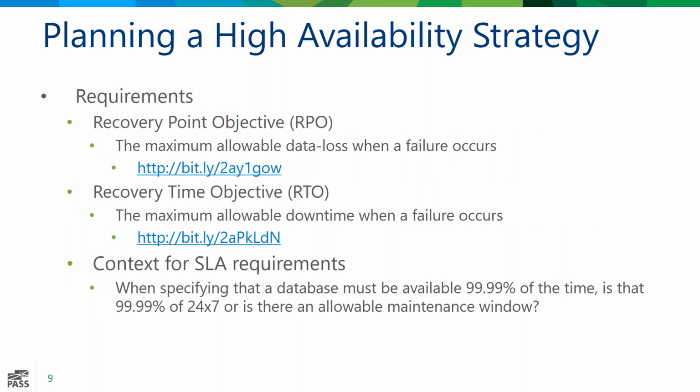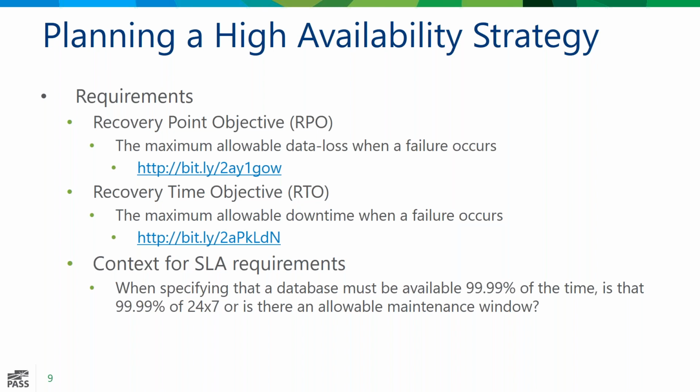Now, planning an HA strategy, the first thing you should do, you shouldn't go out and say, oh yeah, I've heard that availability groups are the latest and greatest thing, and I'm just going to use those. That's the backwards way to go about it. What you need to do is talk to your business, the business stakeholders, and talk about two concepts: recovery point objective, or RPO, and recovery time objective, or RTO.